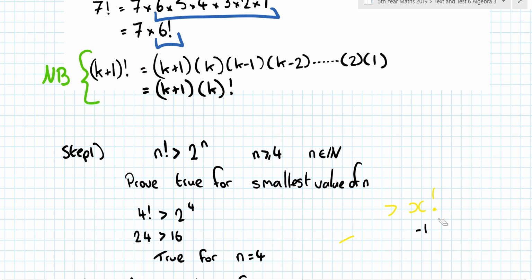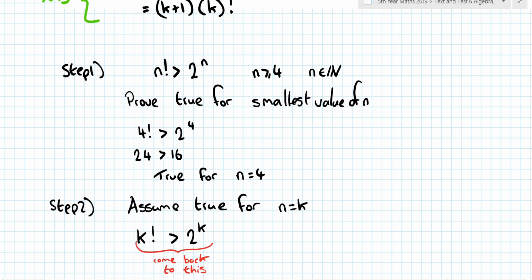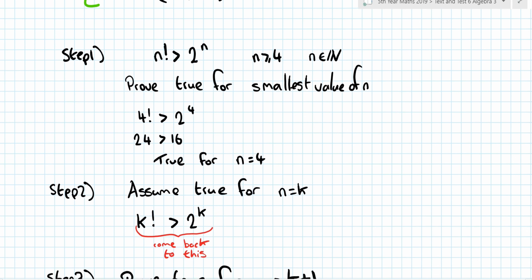Okay, so next step, assume true for n equals k. Sub in n equals k. So subbing in k, we're assuming, as far as I'm concerned, this is true. We're going to come back to this step. That's really important: we're going to come back to this and modify the left-hand side to make it look like the left-hand side of step 3.